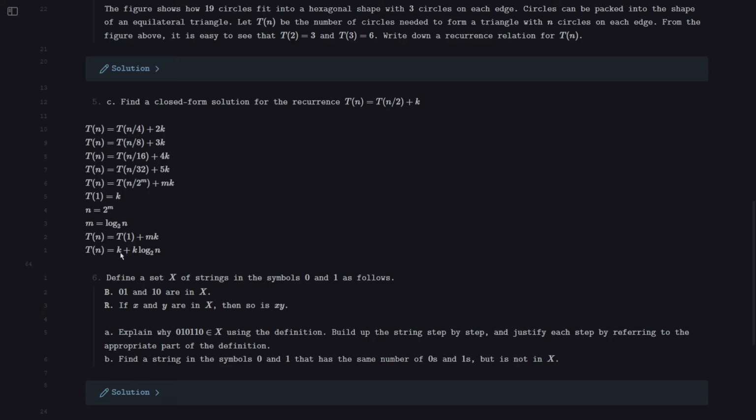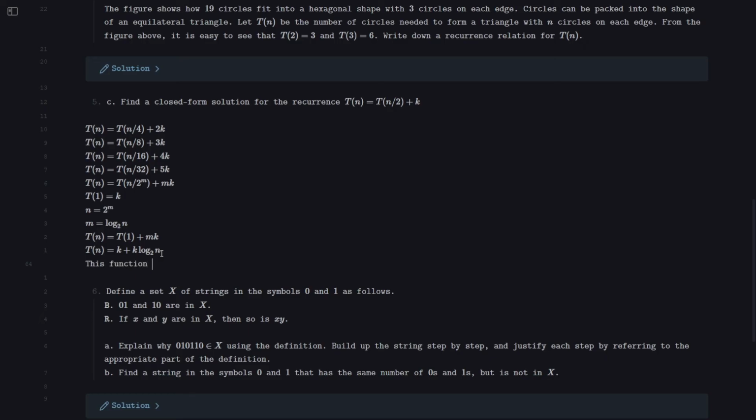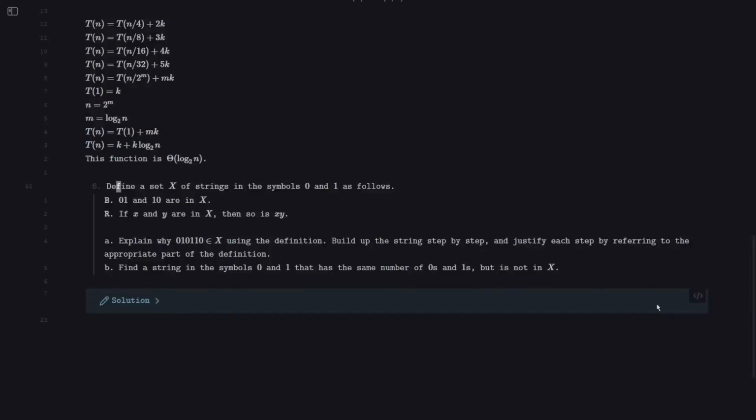And so we have a constant and a constant times log base 2 of n. And the higher order term of these two is obviously the log base 2 part, and that gives us that this function is theta of log base 2 of n. That's the solution for part C of question 5. Moving on to question 6.